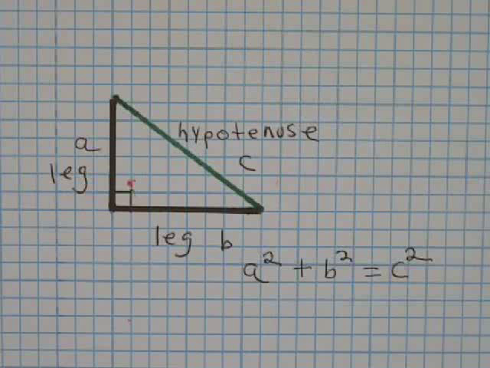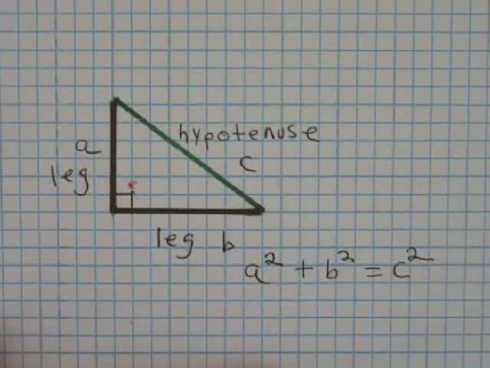In this video, I'm going to introduce Pythagorean theorem. Pythagoras was an ancient Greek philosopher, and he came up with this theorem, or at least he's credited with it, and it's based on the sides of a right triangle. So let's take a look at this triangle.